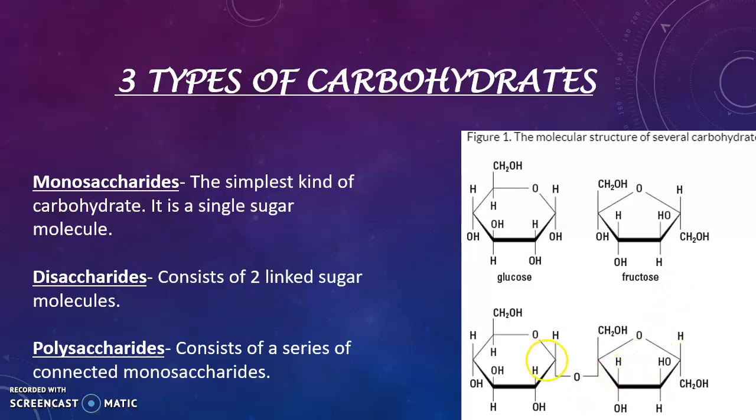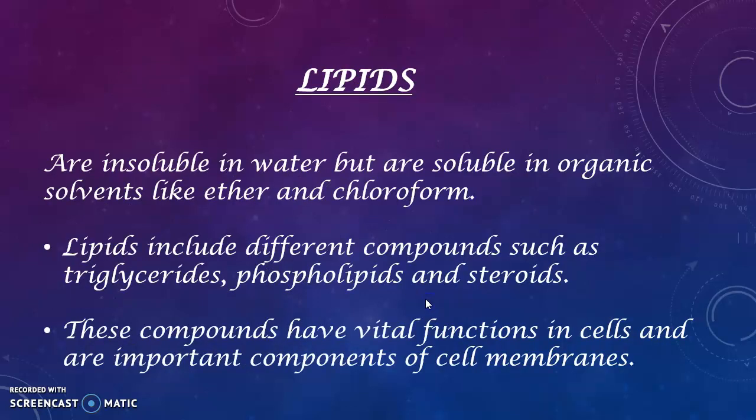The second organic molecule we will describe will be lipids. Lipids are insoluble in water, but are soluble in organic solvents like ether and chloroform. Lipids include different compounds such as triglycerides, phospholipids, and steroids. These compounds have vital functions in cells and are important compounds of cell membranes.